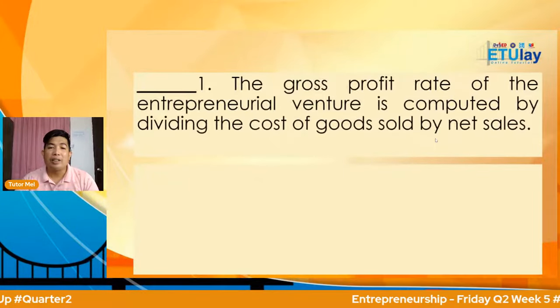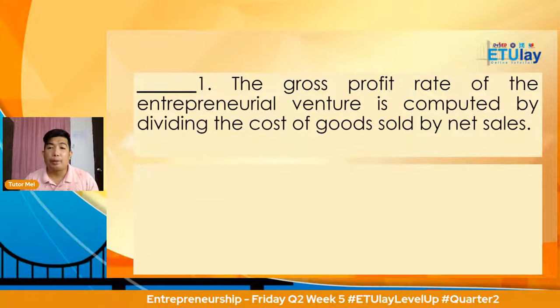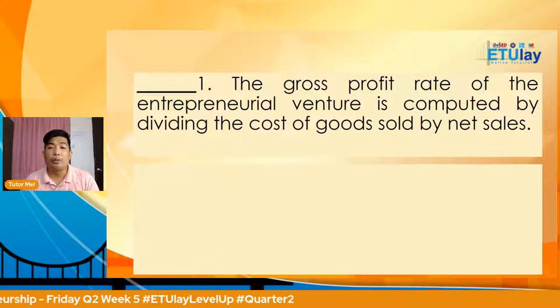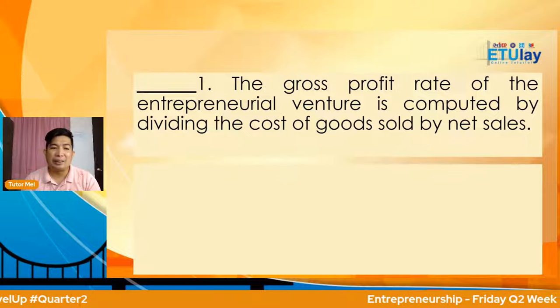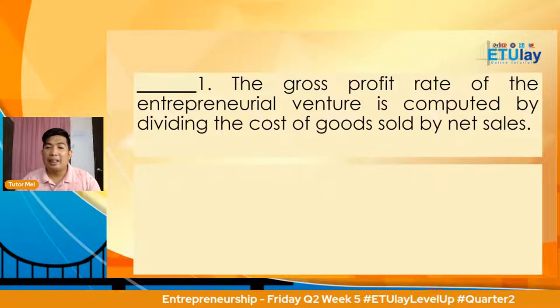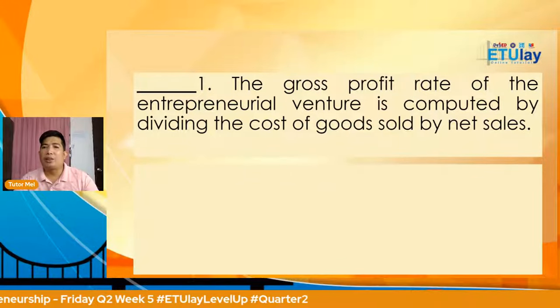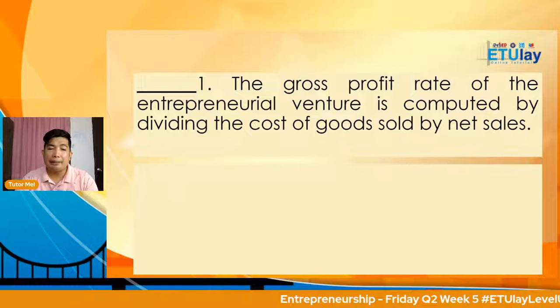Let's start with number one. The gross profit rate of the entrepreneurial venture is computed by dividing the cost of goods sold by net sales. What could be our answer? Is this true or false? To get our gross profit rate, we divide the cost of goods sold by net sales. If your answer is false, you are correct.